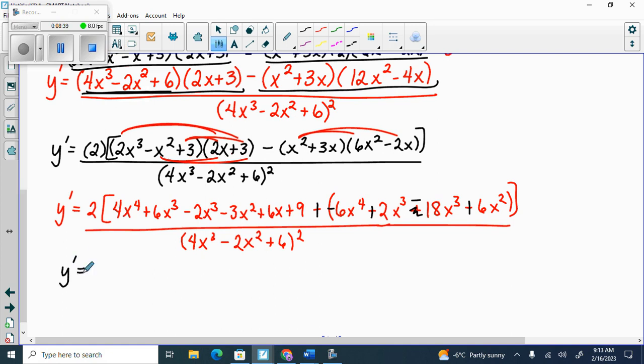So y prime equals 2. And then in the bracket, I have 4x to the 4 minus 6x to the 4 is negative 2x to the 4. And then I get 6x cubed minus 2x cubed is 4x cubed. Plus 2x cubed is 6x cubed. Minus 18x cubed is negative 12x cubed.